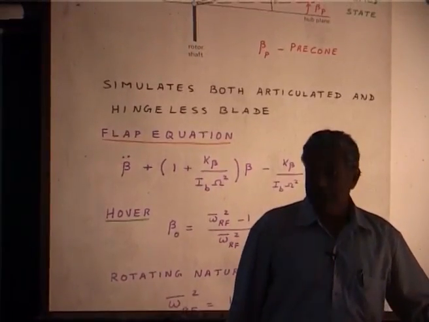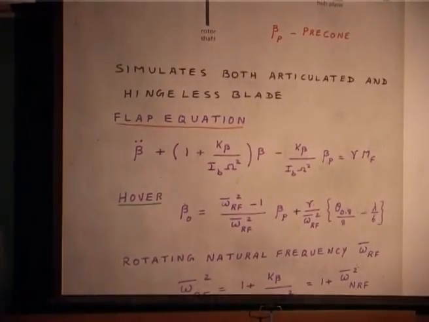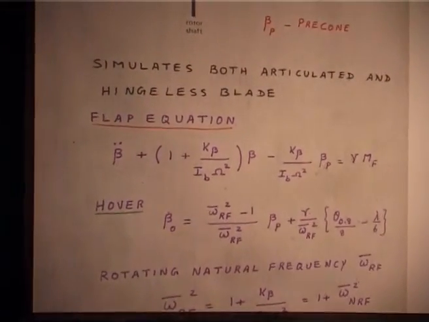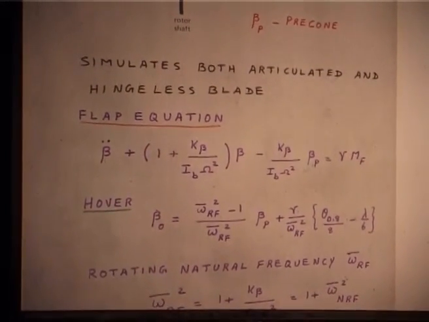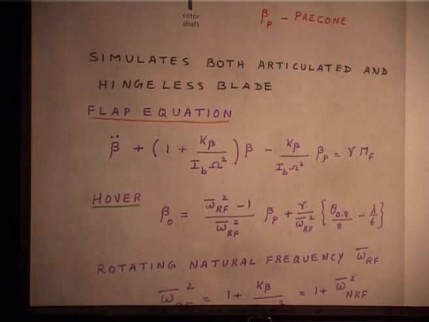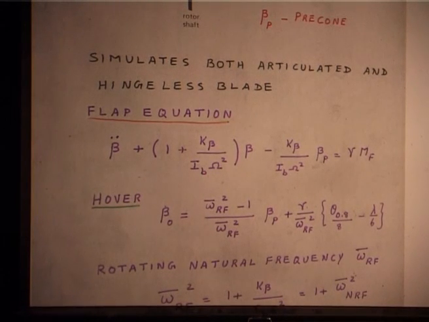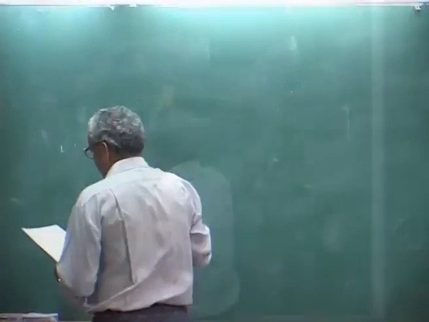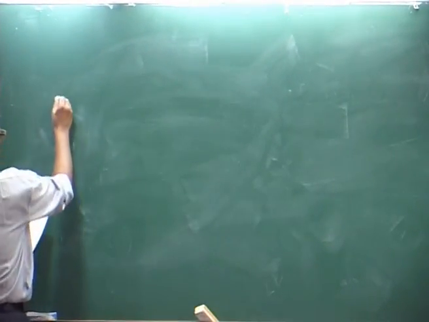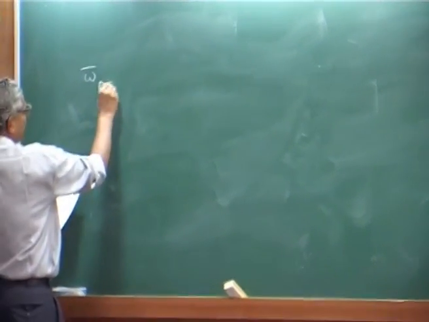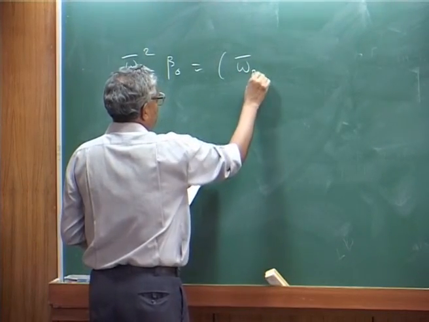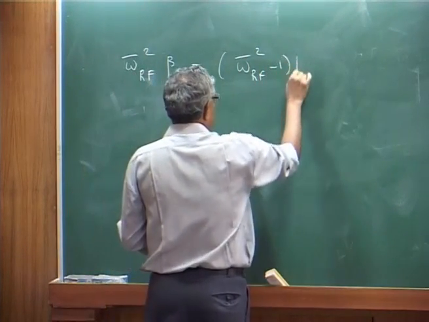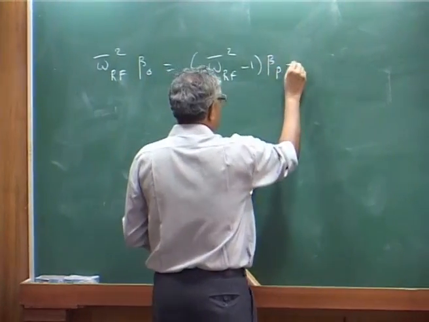Now, I have modified. Now, I have to get again beta equals beta_0 plus beta_1c plus beta_1s, all those things. I should solve for beta_0, beta_1c, beta_1s. Again I do the harmonic balance. Maybe I will write that part. This is omega bar R_f square beta_0 equals minus 1 beta_p, this I will send you also, plus gamma.